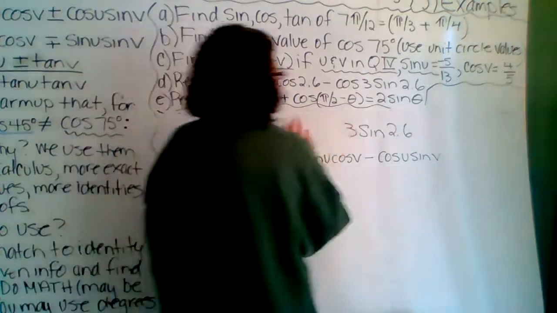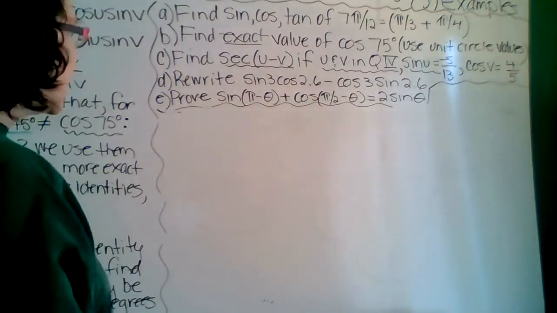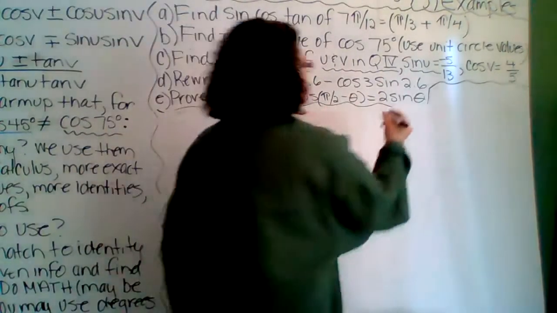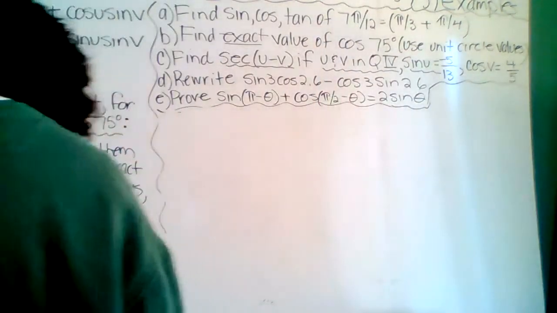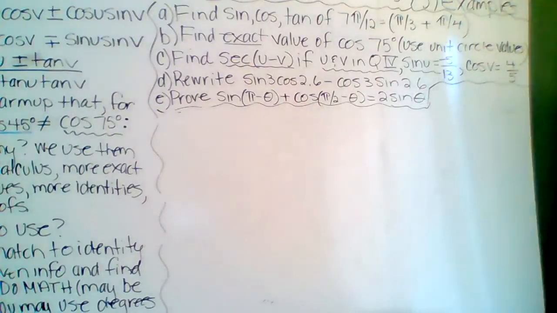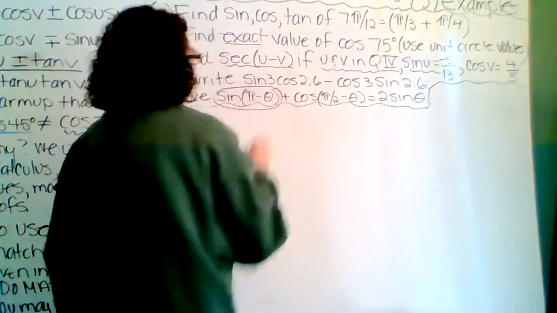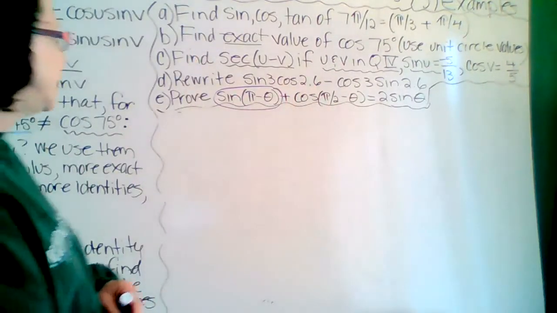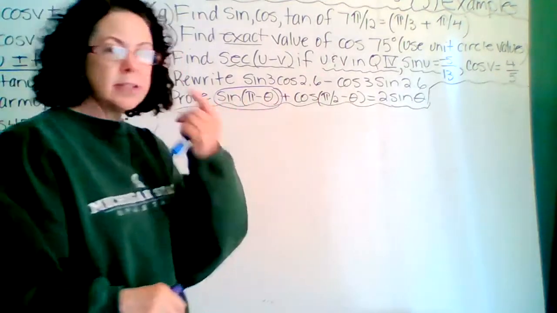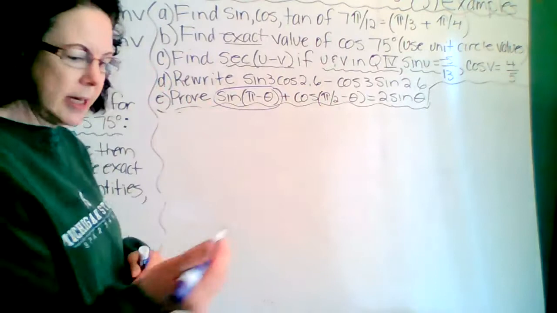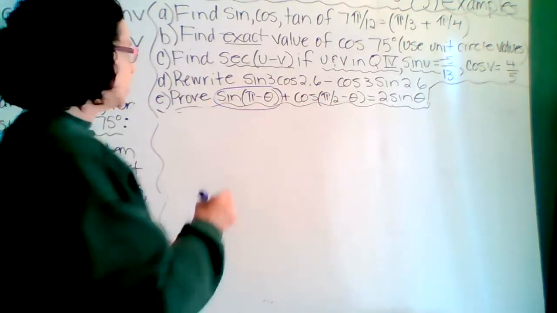We can prove that sine of pi minus theta plus cosine of pi over 2 minus theta is equal to 2 sine of theta. Holy cow. All right, let's start with purple here. Sine of pi minus theta is sine of two angles being subtracted, where my first angle is pi and my second angle is theta. Don't worry too much that you don't know what theta is. Let's just apply the sine of two angles being subtracted formula.